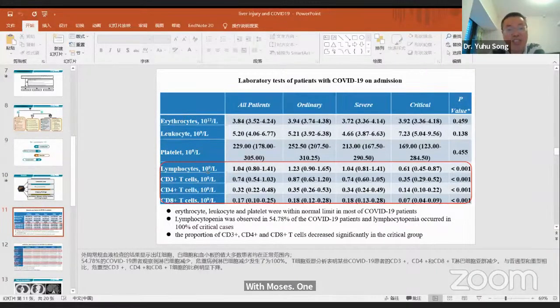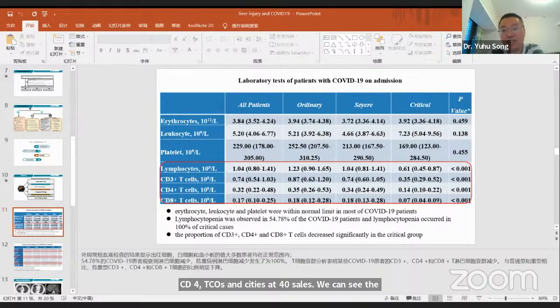We see the lymphocytes decreased. We can see significance also with the CD3 positive T cells, CD4 T cells, and CD8 T cells. These are p-values. We can see a significant difference between the ordinary case, severe case, and critical case. Lymphocytes decreased significantly in critical cases. CD3 T cells decreased significantly, and CD4 and CD8 also decreased in critical cases. So we can conclude the proportions of CD3 positive, CD4 positive, and CD8 positive cells decrease significantly in critical groups.